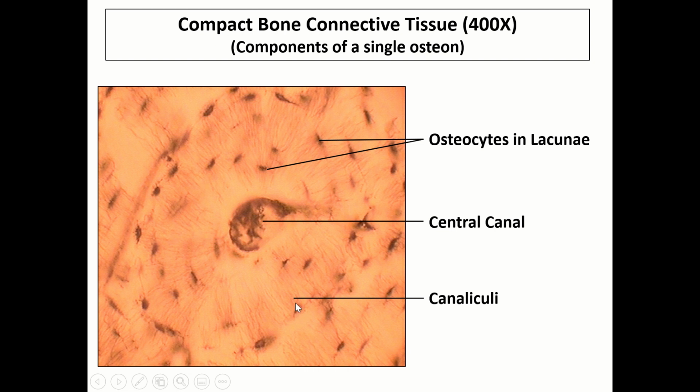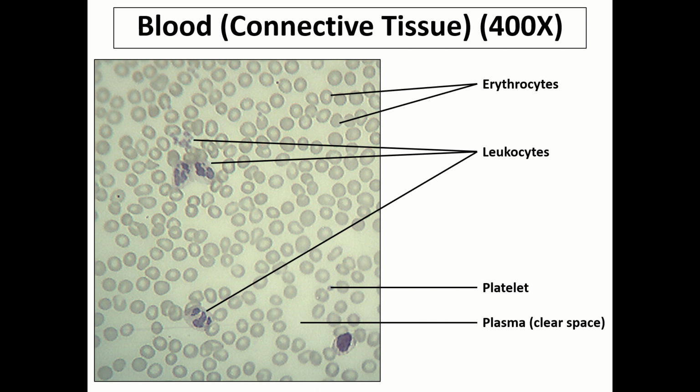You'll also notice here that there are canaliculi, tiny canals, which run from these neighboring osteocytes, allowing them to communicate with one another. The final type of connective tissue you look at is blood. So blood is considered connective tissue because of that widespread nature of the tissue itself. And of course, this clear space you see is technically plasma, so the watery portion of your blood. You can think of this as the extracellular matrix of blood connective tissue.